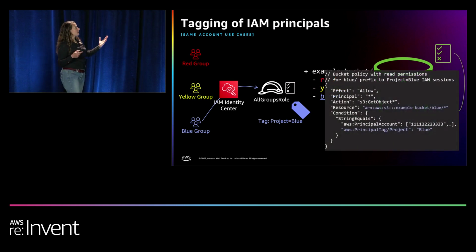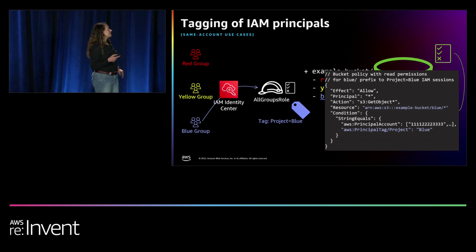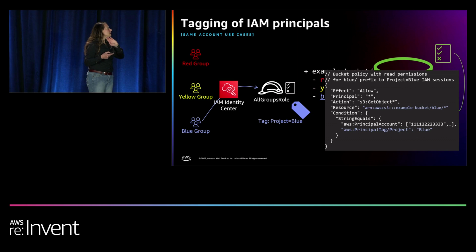So I can write a policy about that. It's going to look a little bit like this. I'm over on the bucket policy side, and I am talking about being in the same account. Of course, if you're in a different account, you simply need to allow for the fact that you have other accounts allowed in. So over here, I've said they can get the Blue folder so long as the principal's project tag says Blue.